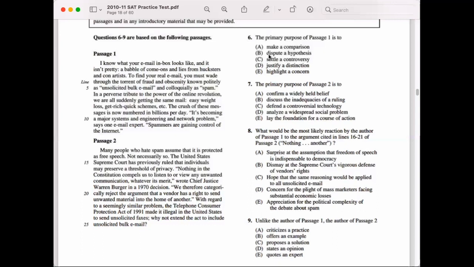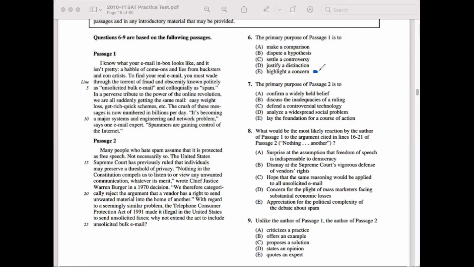So question 6 is the primary purpose of passage 1. And the old SAT had 5 options per question. So it is to make a comparison, dispute a hypothesis, settle a controversy, justify a distinction, or highlight a concern. If I look at the way the passage is written, it basically speaks about the problem of spam and how the problem has been increasing. So that would be a concern, and it's highlighting a concern. So that's an option that I like.